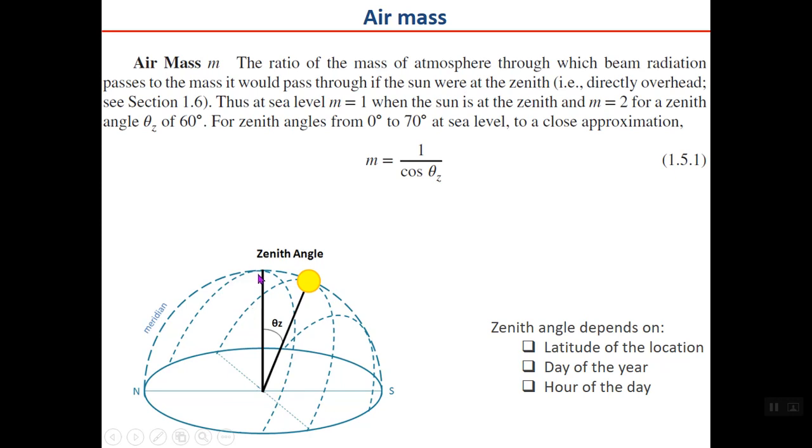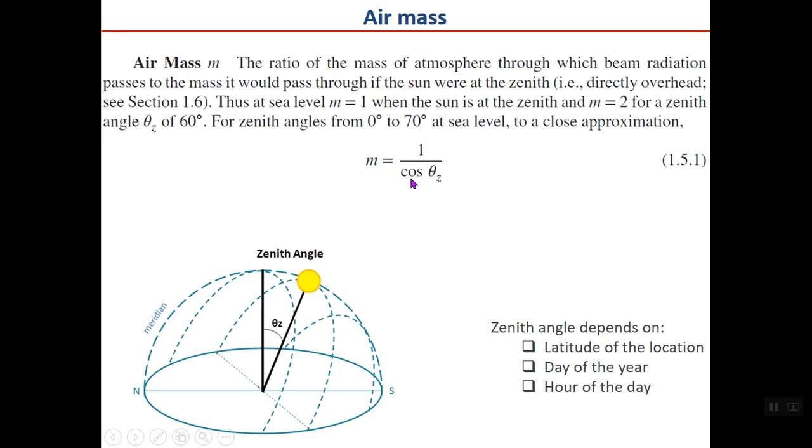Where is zenith? Zenith is here, your overhead. So if you look at the top of your head, this is the minimum distance which the sun rays may pass through the atmosphere, and this is the actual path, which may be different at each time of the day or each day of the year.